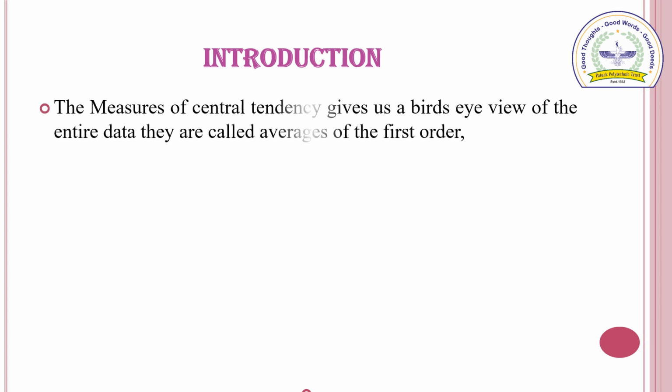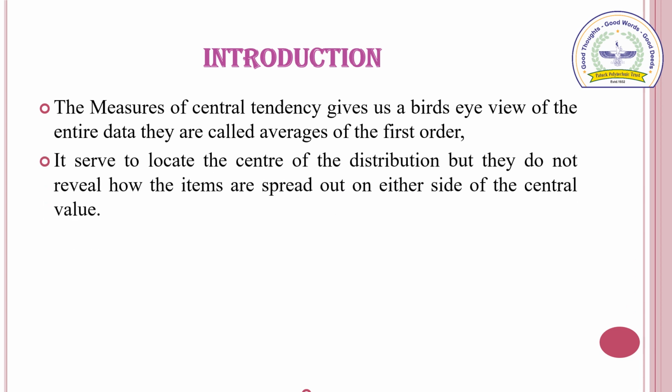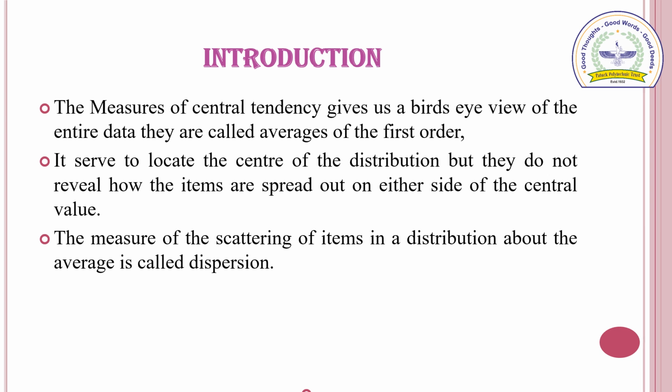Let us see what the measures of dispersion are. The measures of central tendency give us a bird's eye view of the entire data. They are called averages of the first order. They serve to locate the center of the distribution, but they do not reveal how the items are spread out on either side of the central values. The measure of the scattering of items in a distribution about the average is called dispersion.